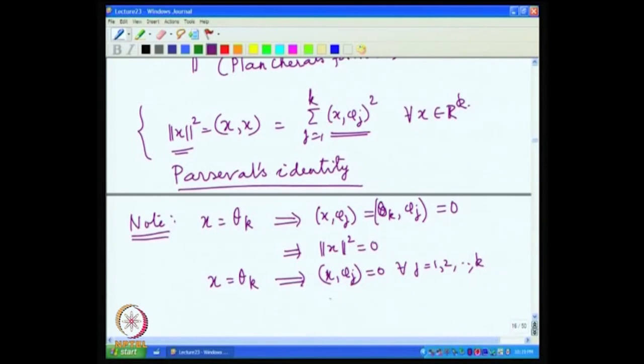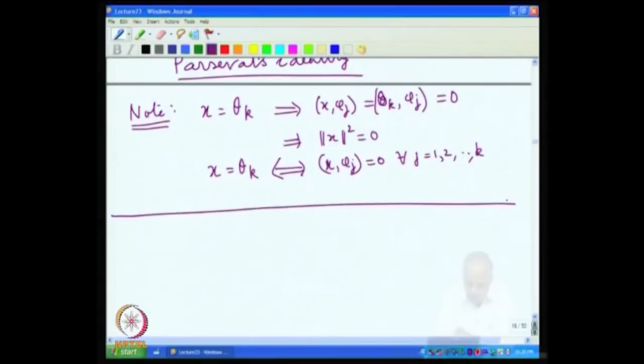Conversely, if the inner product of x with φ_j is 0 for all j, then the Fourier expansion tells you all the coefficients are 0, and therefore the vector must be 0. So a vector is the zero vector if and only if it is orthogonal to all the basis vectors. This is one criterion for φ_1, φ_2, ..., φ_k to be a basis. We will look at it later.